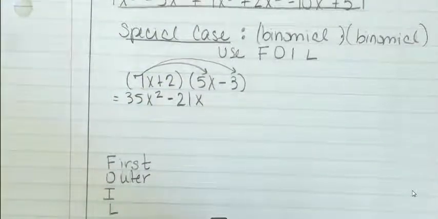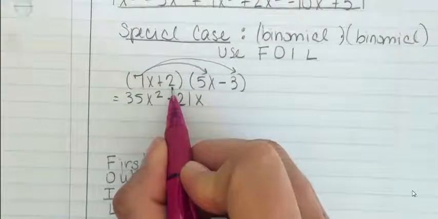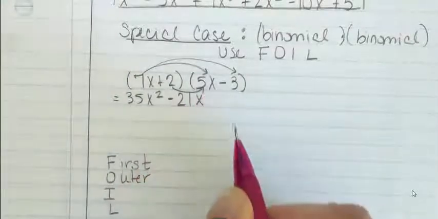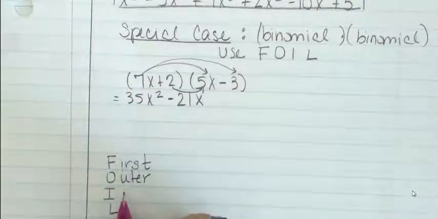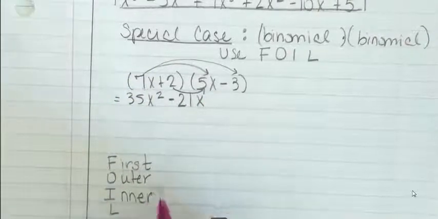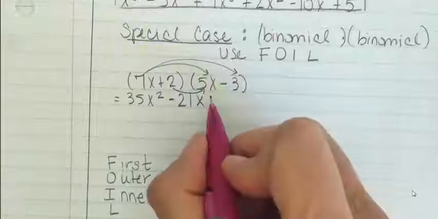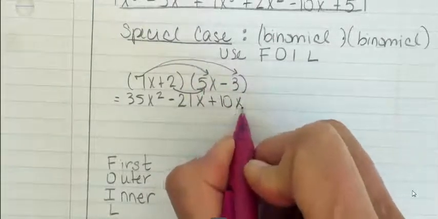Okay, now continue with distributing. I'm going to take that 2. I'm going to multiply it to the 5. Guess what these are? These are our inner terms. Okay, so I'm going to multiply those. I get positive 10x.